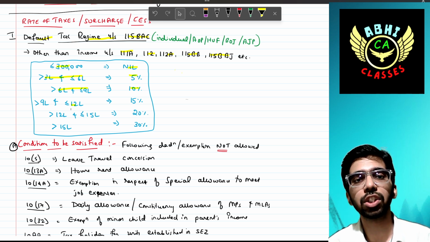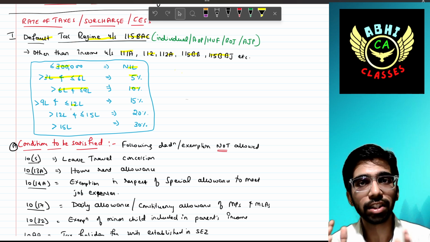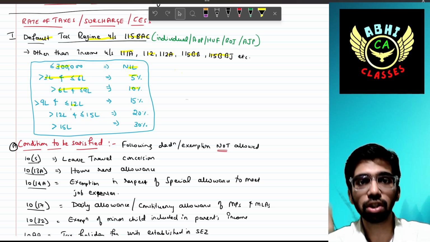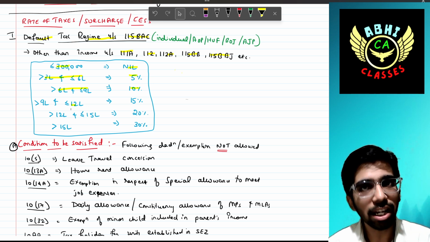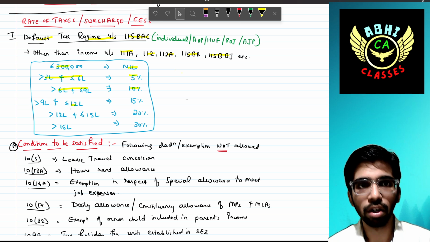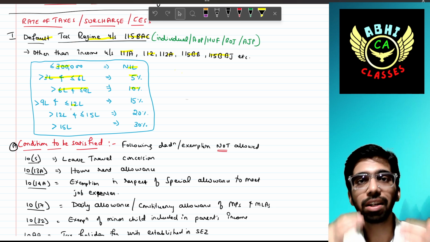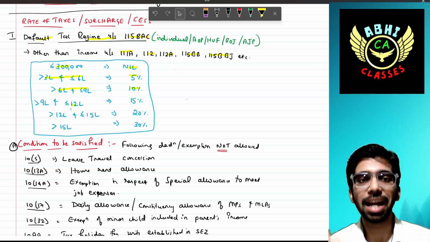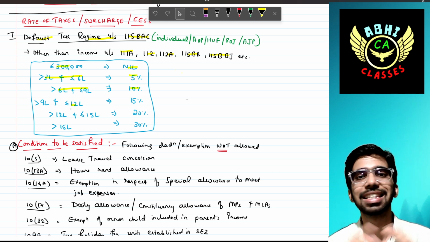If your income is 6 to 9 lakh, then the tax rate is 10%. It is cumulative. You have to add the first category and then come to the second category. Next, if your income is 9 to 12 lakh, then the tax rate applicable is 15%. If your income lies between 12 to 15 lakh, 20%. If your income is more than 15 lakh, then it is 30%.